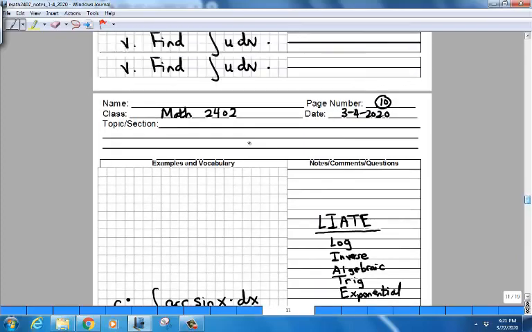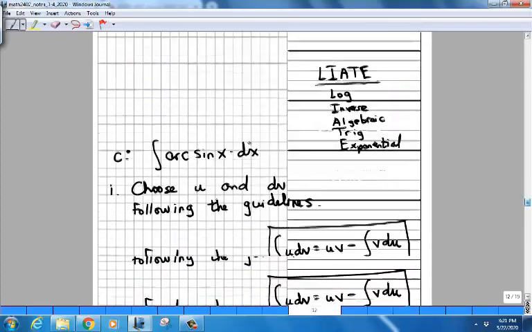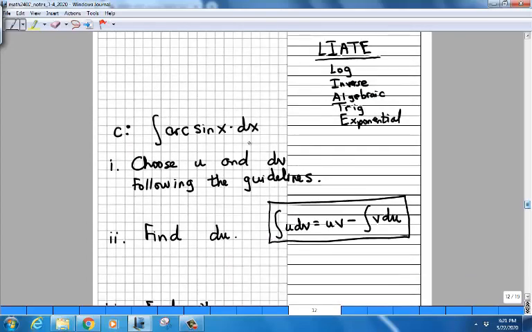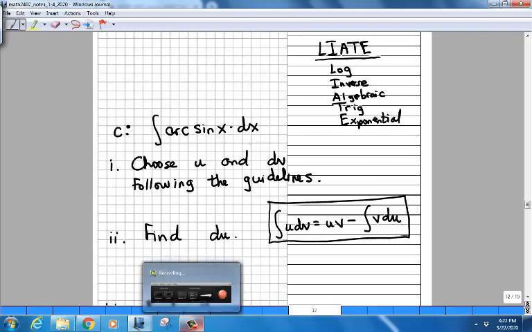Now we want to find the antiderivative of the arc sine. So we certainly know how to differentiate the arc sine, right? But now we want to find the antiderivative of the arc sine. Wow. Okay. And we're going to do that using integration by parts. So I'm going to pause here for just a second, and then we'll come back and look at our next examples.